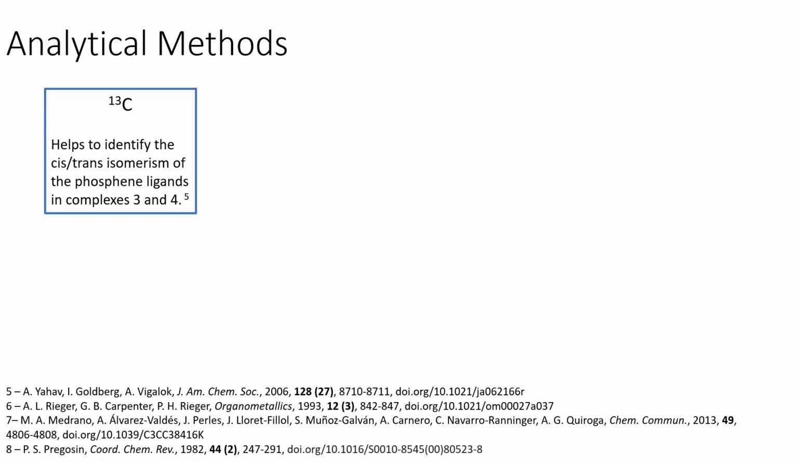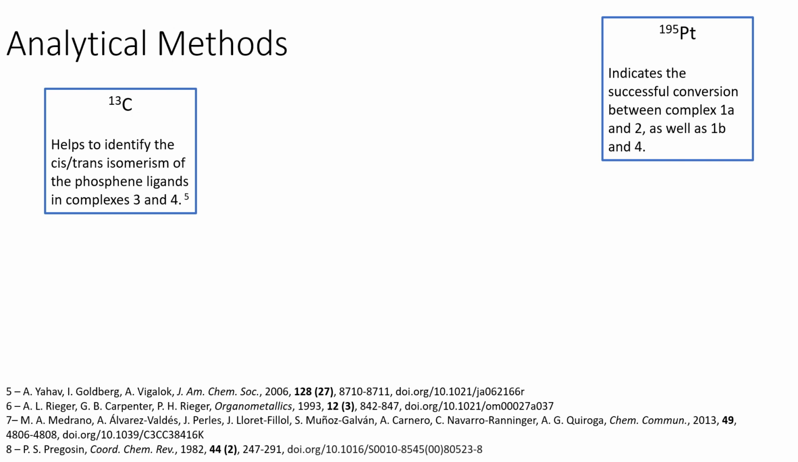Now, let's consider the analytical methods used to study these reactions. This is predominantly different types of NMR spectroscopy. 13C NMR is used to identify the cis-trans isomerism in the phosphine ligands of complexes 3 and 4. The splitting patterns indicate that the phosphines are cis in complex 3 and are trans in complex 4.